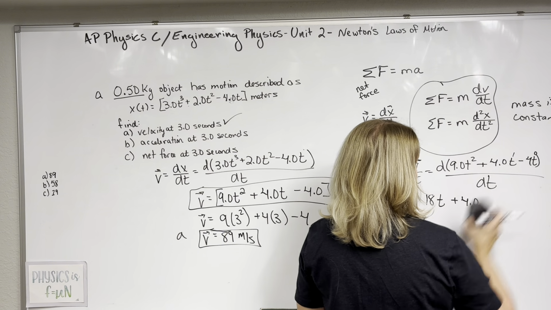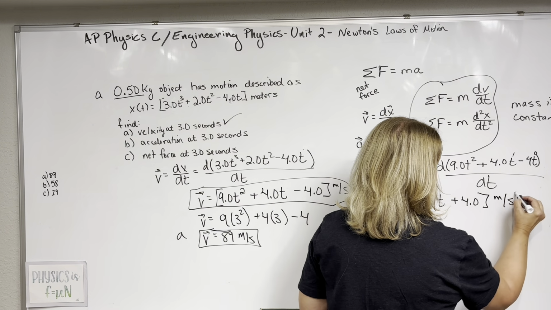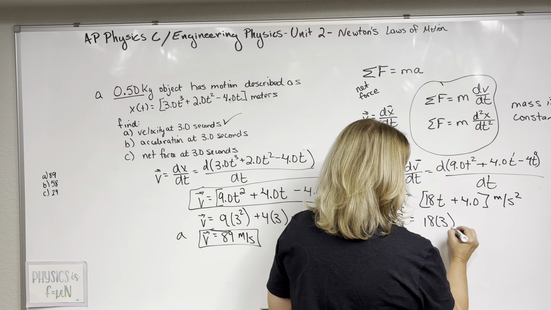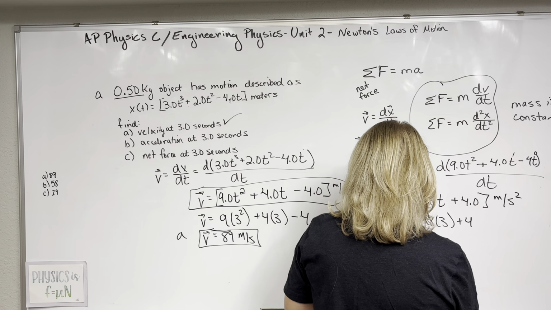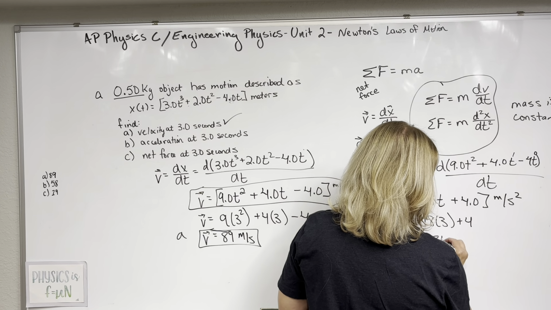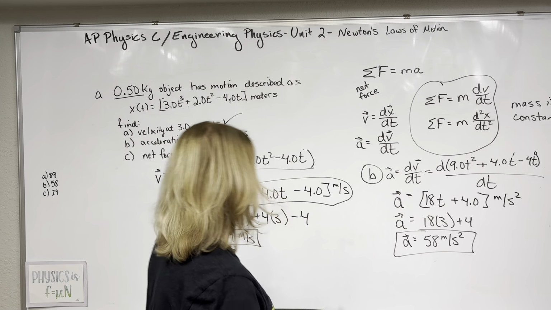So now I'm going to go ahead and put that in meters per second squared. My acceleration at 3 seconds, it's going to be 18 times 3 plus 4, which should give me an acceleration of 58, I believe, meters per second squared. All right, now that's B, check.